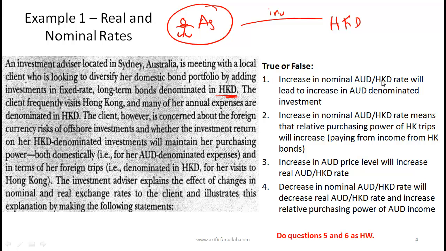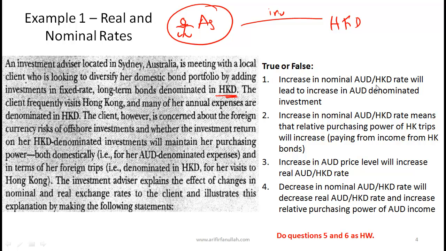In our example also, if your client is Australian, then from her perspective, what's the foreign and what's the domestic? Hong Kong is the foreign. So like on the previous slide, the base currency is the foreign currency. Let's just get that straight. So increase in the nominal rate. Does an increase in nominal rate mean that the Australian dollar is strengthening or the Hong Kong dollar is strengthening? Hong Kong dollar.